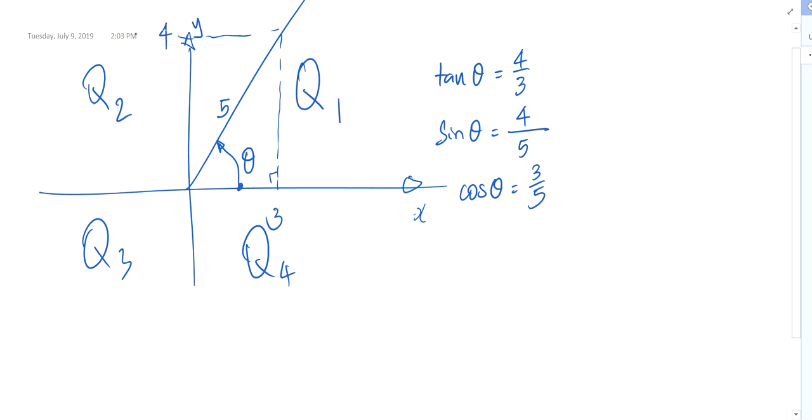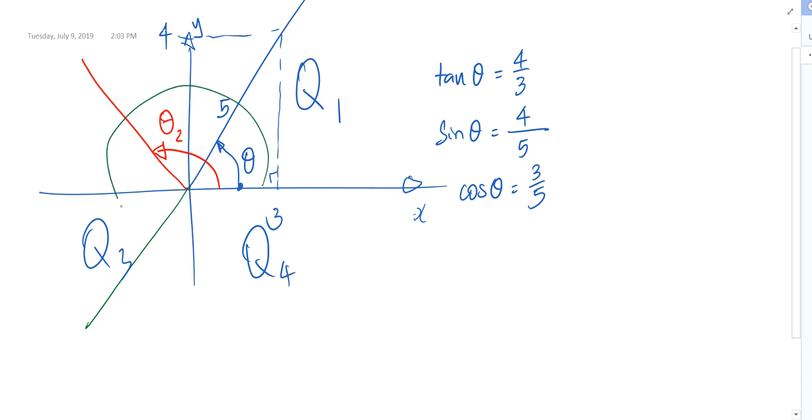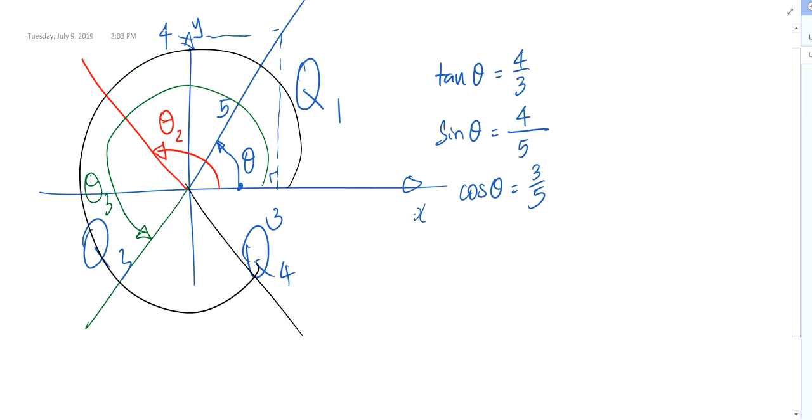Okay, so now besides our angle being in quadrant 1, we can also have our angle in quadrant number 2. So an example of an angle in quadrant number 2 could look like this. Theta 2. Then I can have an angle in quadrant 3. This will be theta 3. And finally, I have an angle in quadrant number 4. This is theta 4. Since I've got angles like this, I call these positive angles.